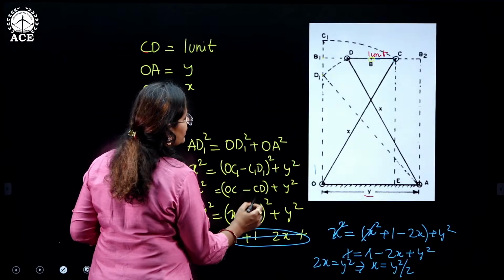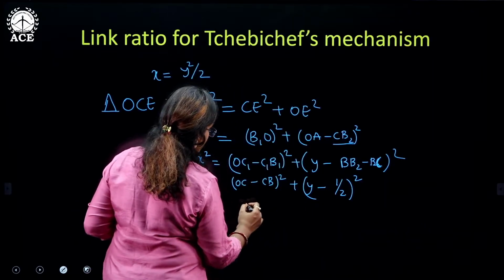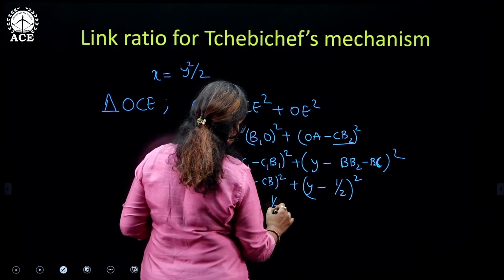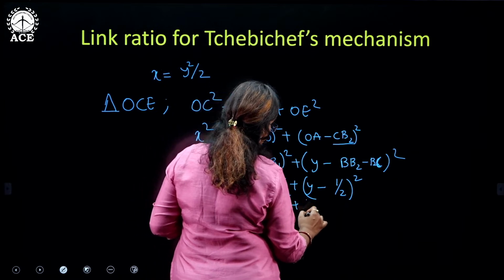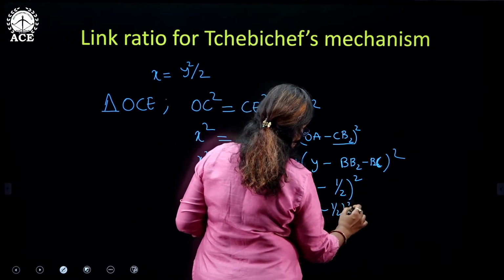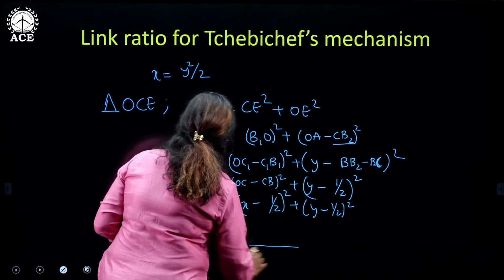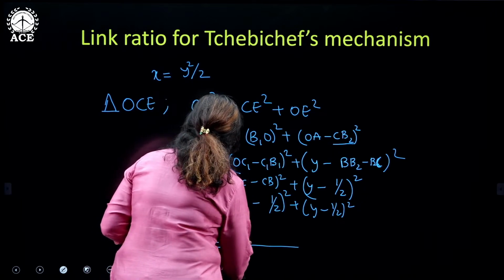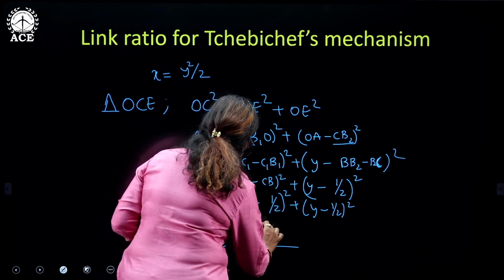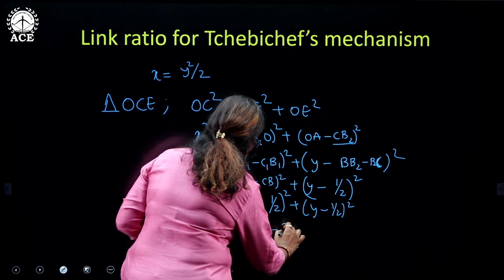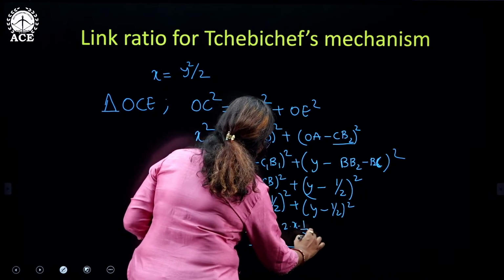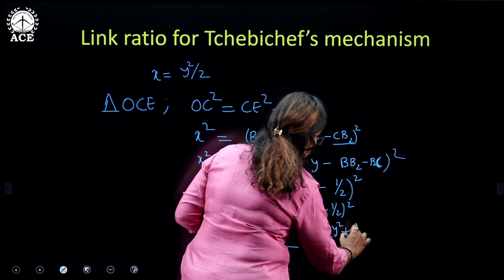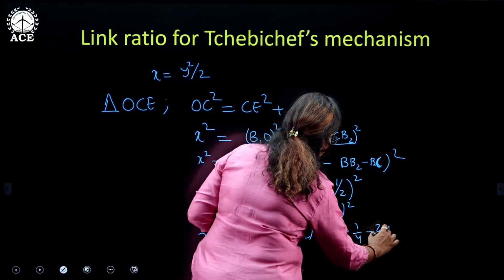So here OC is nothing but again X, BC is half, so when you expand this totally, you will get again X value like some Y. Let us solve it. X square plus 1 by 4 minus 2 into X into 1 by 2 plus Y square plus 1 by 4 minus 2 into Y into 1 by 2.